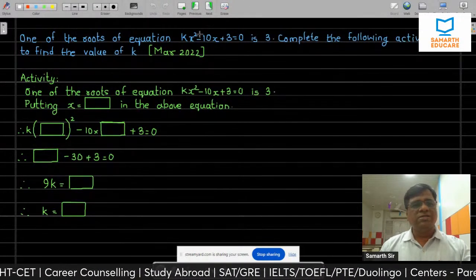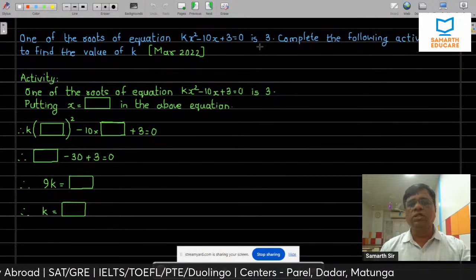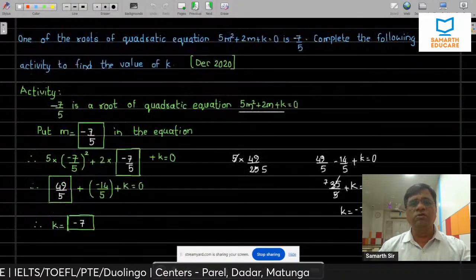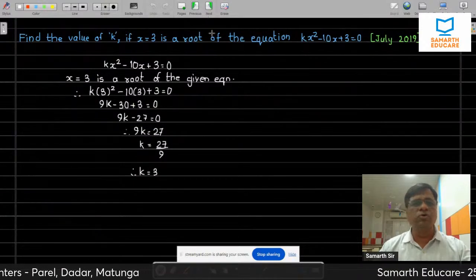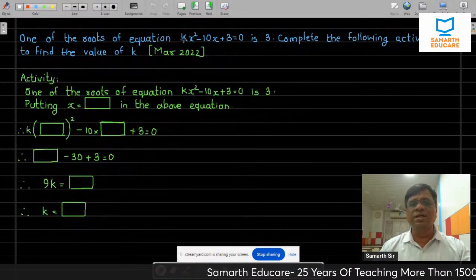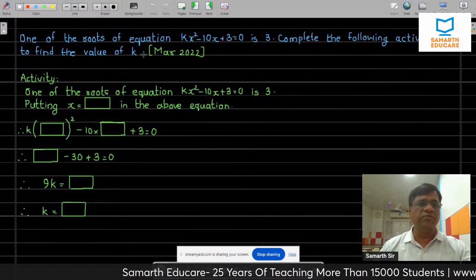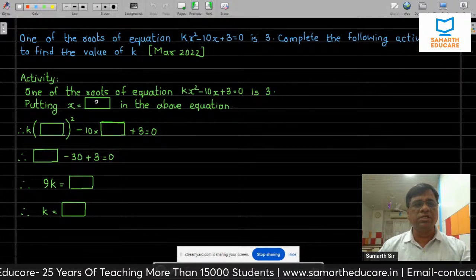Let's have a look at this similar question. Once again, one of the roots is, इसका एक रूट कितना है 3. Is it the same that we have solved some time back? kx square minus 10x plus 3 equal to 0 and x is equal to 3 is the root. So same question is there, same question, but यहाँ पे activities में पूछा है. So one of the roots of the equation is 3. That means x is equal to 3.